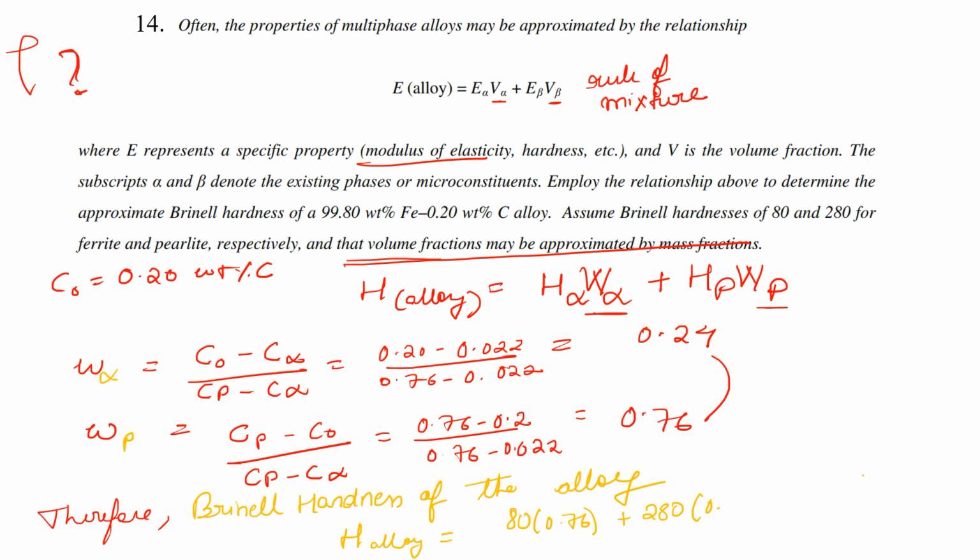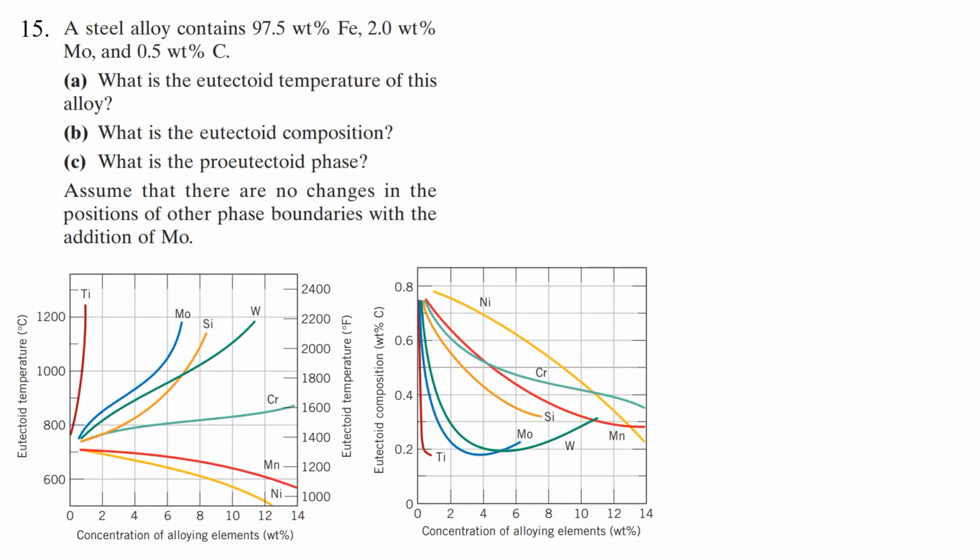So this is 280 times 0.76 for pearlite, and alpha is 0.24, and we have, correct, this is correct. So this should give me a Brinell hardness of 128 for the alloy. So it's pretty easy to see that we have 76% of pearlite, which has a high hardness of 280, right? That's the reason why we see a net high hardness of the alloy itself. So next question.